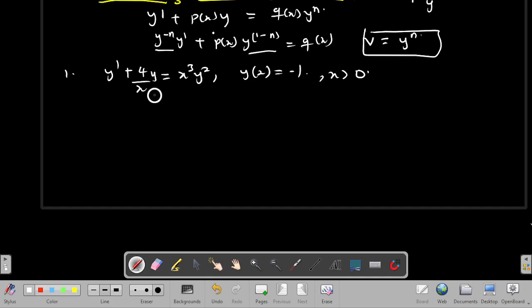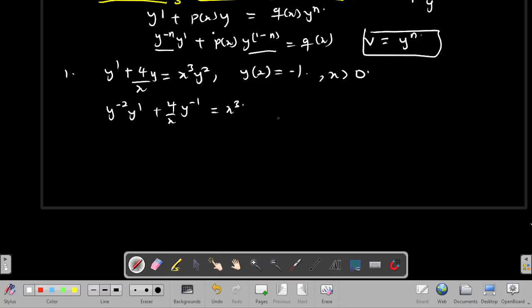So to solve this problem, we have to get rid of the y squared. As I said, that's the first step. This is like a linear differential equation. We have to get rid of this y squared, so I'll divide through by y squared. I'll get y to the power negative 2 y prime plus 4 over x, y to the power, I have 1 minus 2, so negative 1, is equal to x cubed.